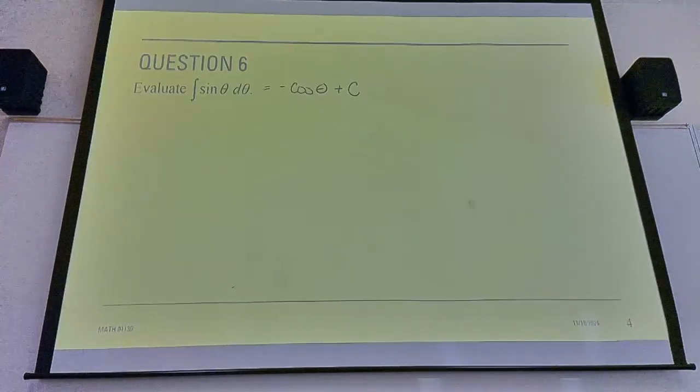Very common confusion. You mix up the antiderivative with the derivative. You say the antiderivative sign is positive cosine, when it's not, it's negative cosine. Or the antiderivative of cosine is negative sine, which it's not. The derivative of cosine is negative sine. It's a very common confusion. Happens a lot.